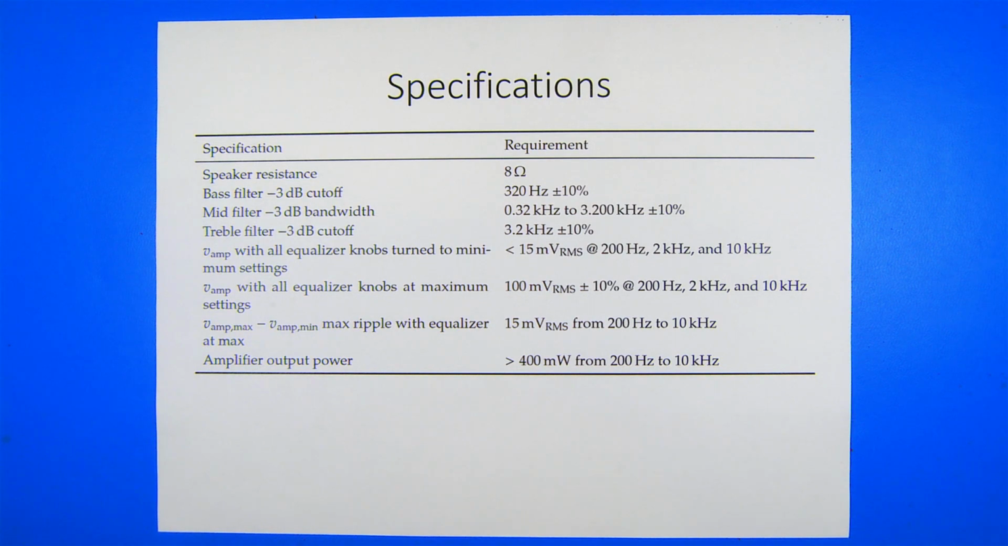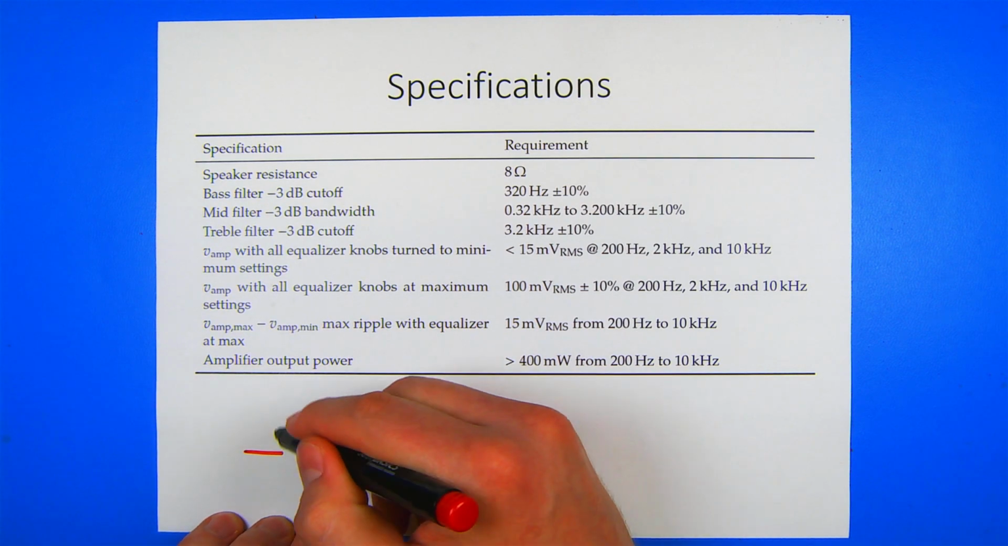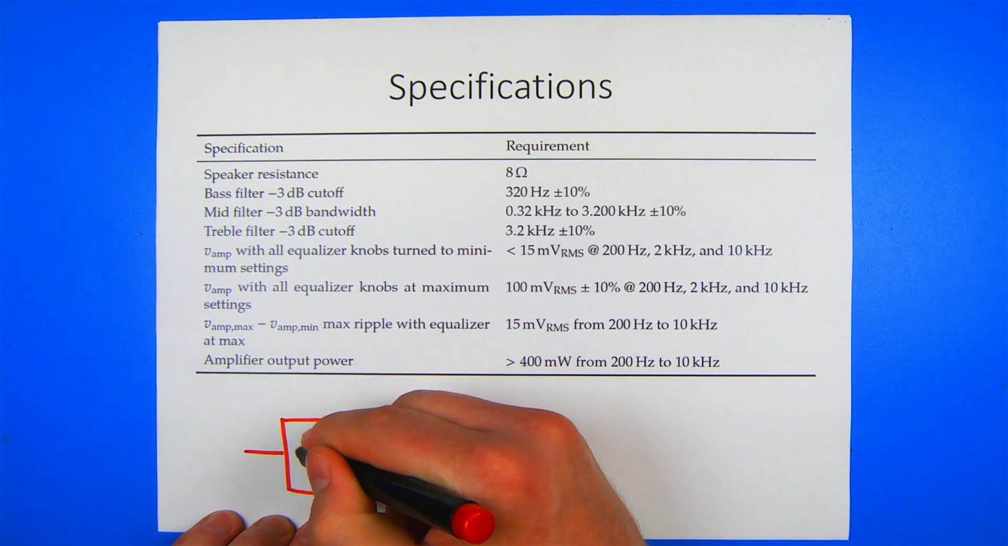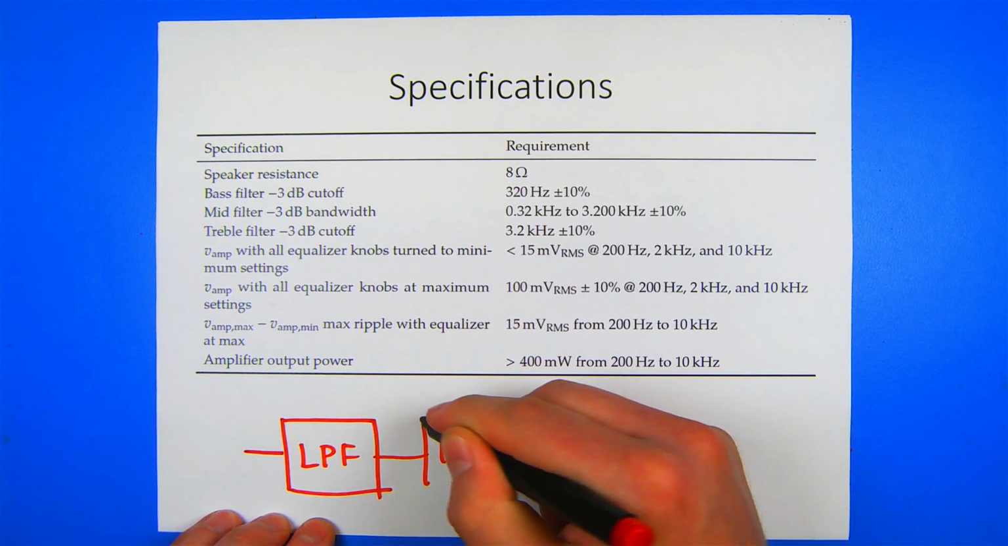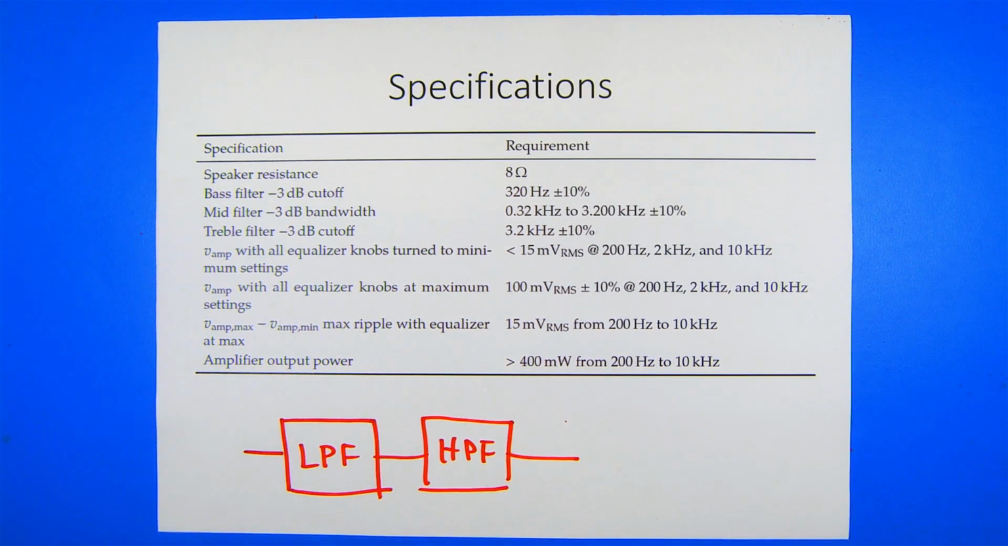It can be helpful when considering the wide bandwidth of the middle band to consider that a bandpass response can be achieved by cascading a low-pass filter and a high-pass filter, one after the other. This approach can help achieve wideband bandpass responses. Continuing with the specifications, the voltage at the input of the amplifier with all the equalizer knobs turned to minimum must be less than 15 millivolts RMS at the 200 Hz, 2 kHz, and 10 kHz test frequencies.